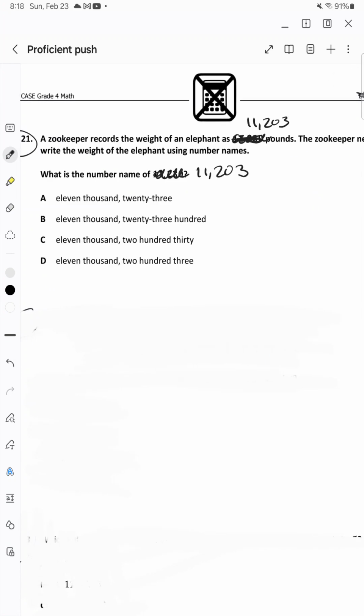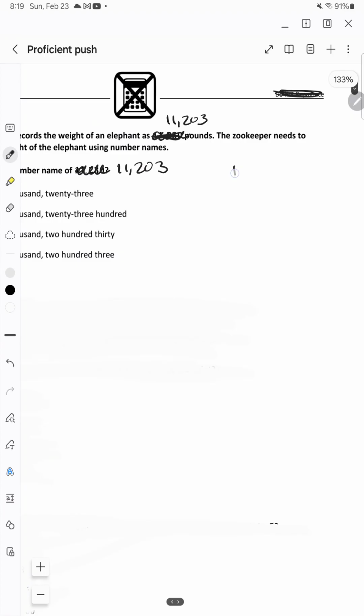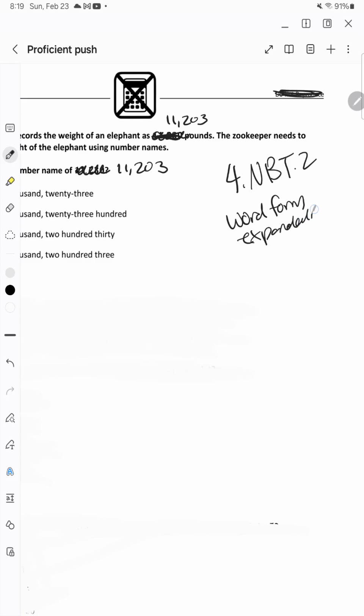So, again, 11,203. You said exactly how you see it. 11,023? No. 11,200. 2,300. That's wrong. Very wrong. 11,230. And I see 203. Now, for this one, and this is 4.MBT.2, which is actually really, really simple. It talks about word form, expanded form, standard form, and it also talks about comparing numbers.